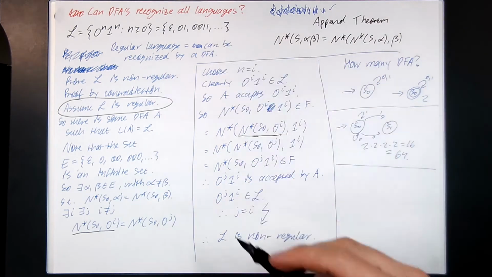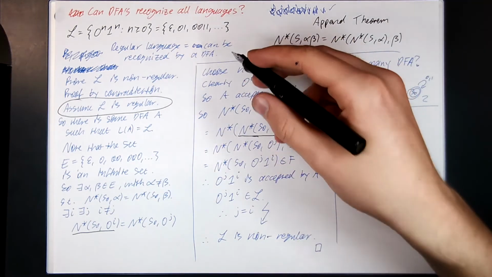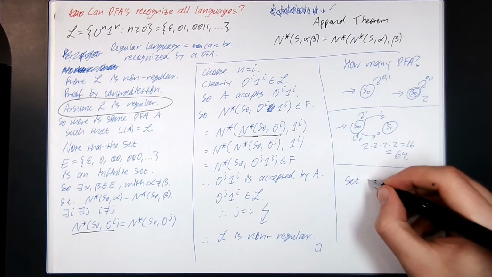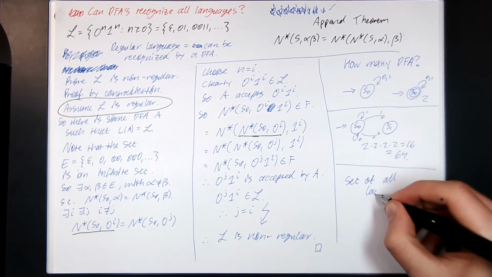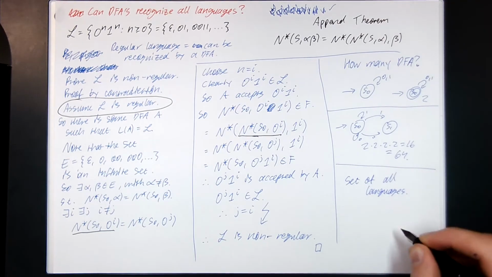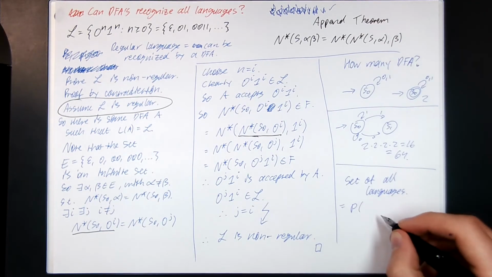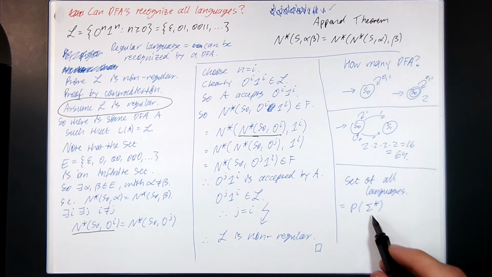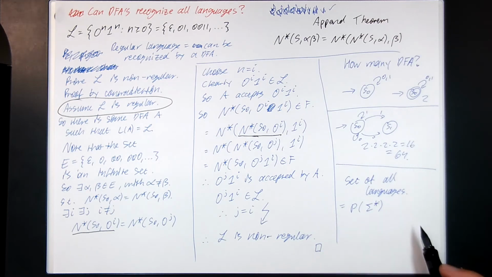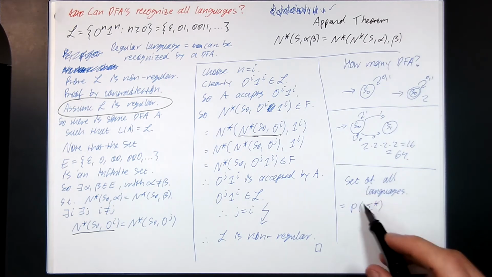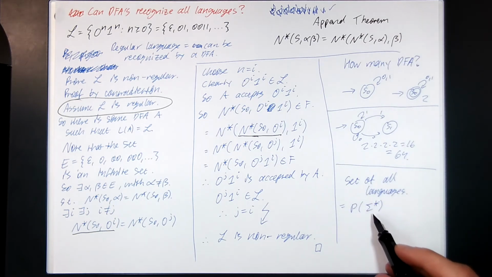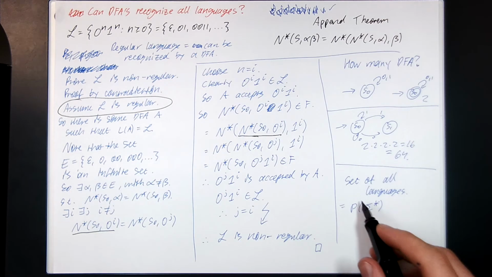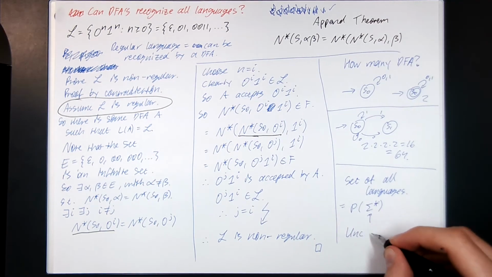How many languages are there? Well, the set of all languages is going to be equal to the power set of the set of all binary strings, right? Because every language is just a collection of strings, which is going to be a subset of the set of all binary strings. So that means the set of all languages is the same as the power set of the set of all strings. Well, how many possible strings are there? Countably many. So how many sets of strings are there? Uncountably many.